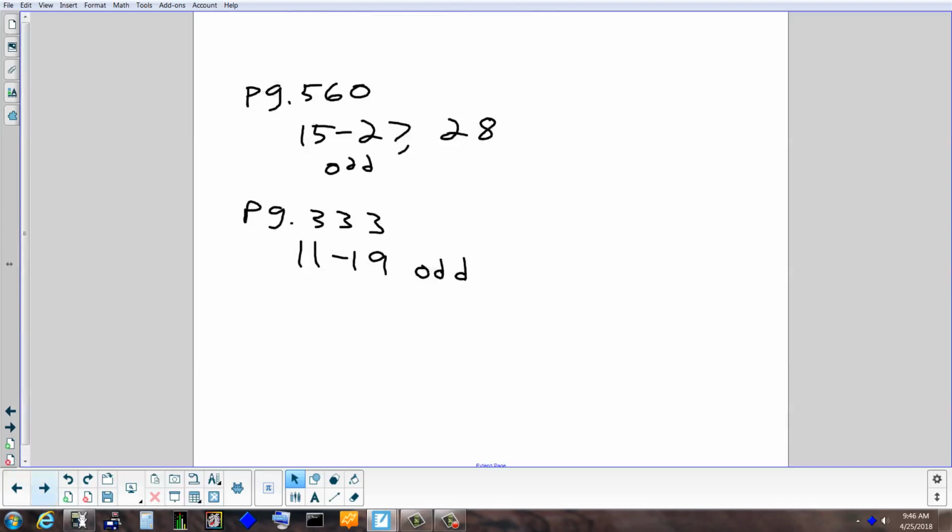All right, so the homework is the last part of 5.6. I'm sorry, Appendix 4 on page 560. It's 15 to 27, odd, and 28. And then on page 333, that's what we just learned at the end, 11 through 19 odd.